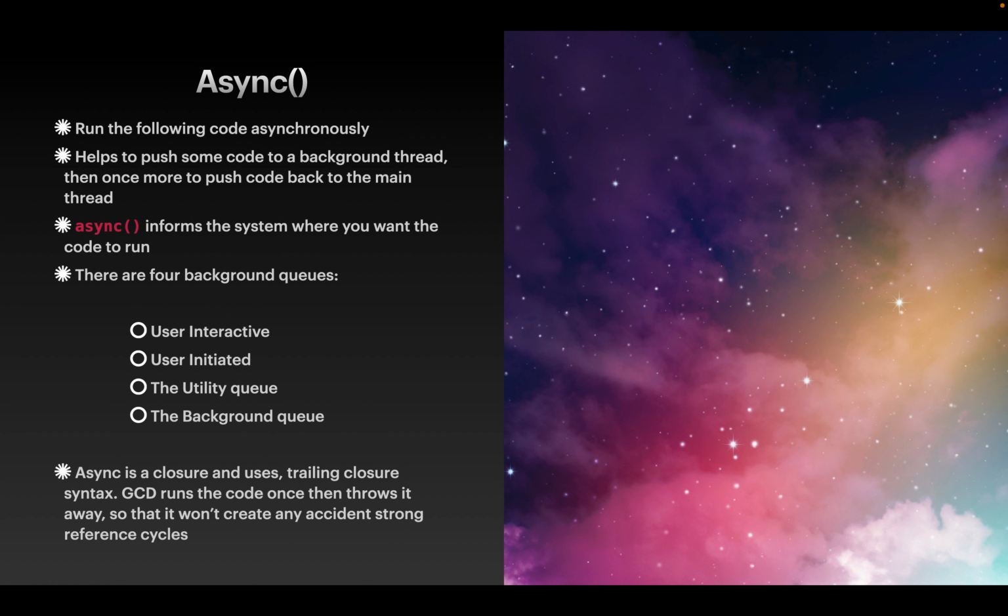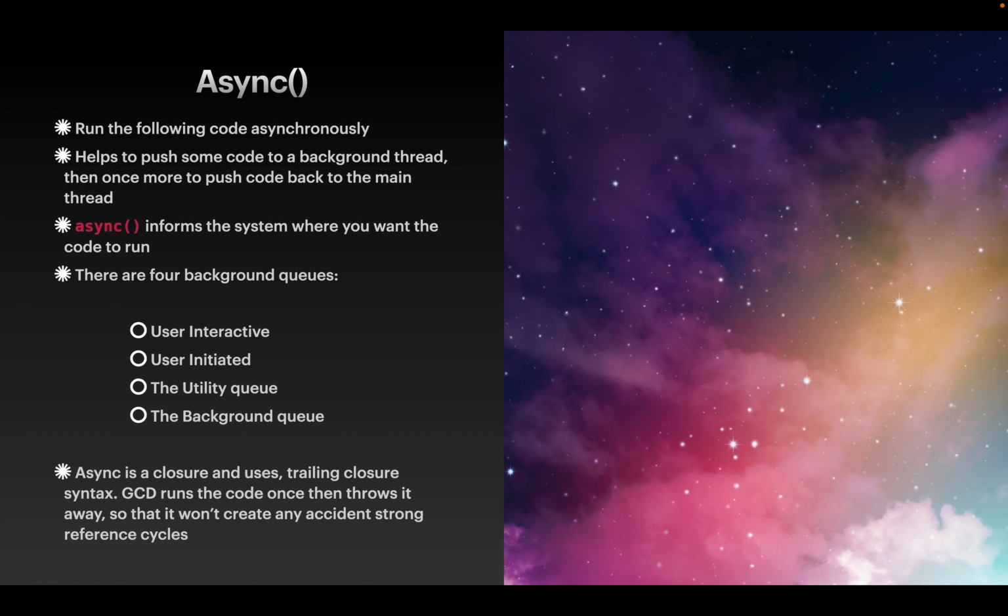We may send a lot of code into the background, and we can inform the system when this needs to happen and what priority it needs. So I have listed here the user interactive, user initiated, the utility queue, and the background queue. Out of these four, user interactive is the highest priority background thread, because in order to keep the user interface working, this needs to be completed.